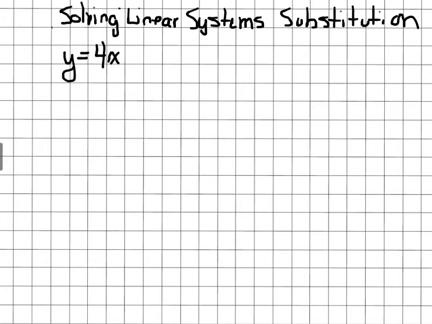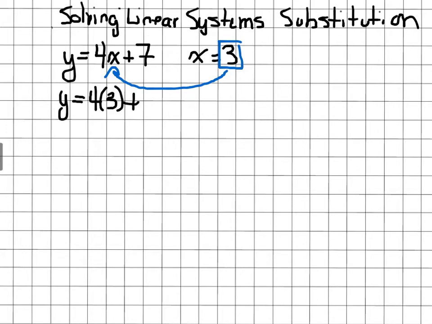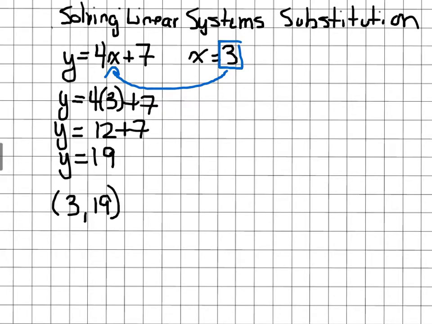For example, if you had the equation y equals 4x plus 7, and you were asked to find the value of y when x is equal to 3, you would substitute this information in for x and determine the value of y. So if I continued, we'd have 4 times 3 plus 7, so y equals 12 plus 7, so y is equal to 19. So then we know that the point (3, 19) satisfies the equation, or that point is on the line y equals 4x plus 7.